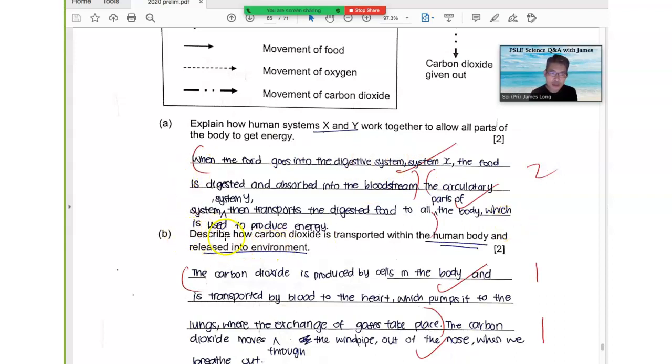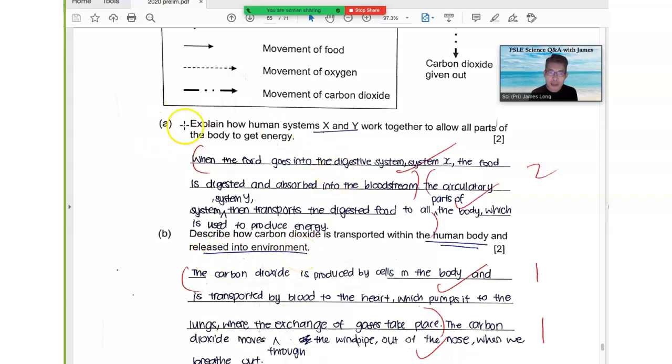Now, next one, describe question. I emphasize whenever you are describing answers, you've got to be very, very clear and step by step. How carbon dioxide is transported within the human body and released into the environment. So transported is a clue to tell you it's about the circulatory system. Released into the environment tells you it's about the respiratory system.